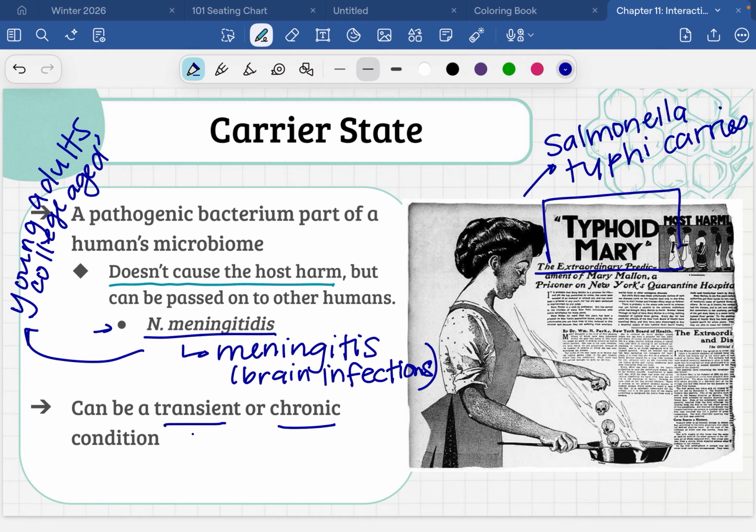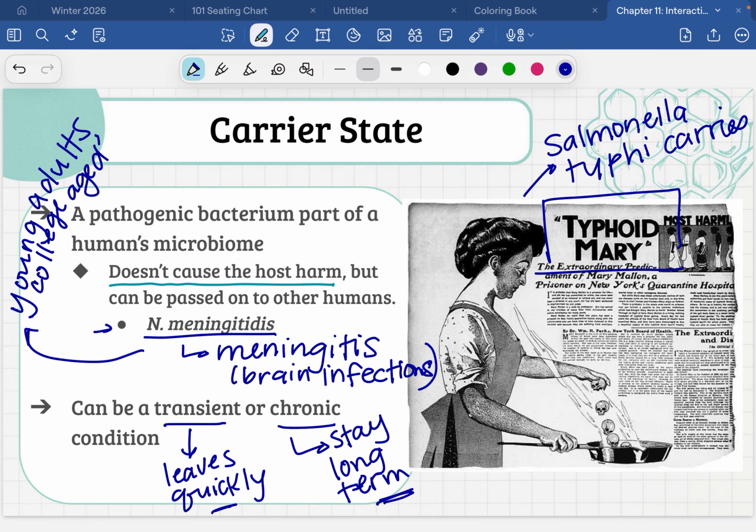And carrier state is something that can happen transiently or chronically. So transient means that it becomes part of the microbiome and then leaves quickly. Or it can be a chronic condition where this bacteria will stay long term. So Typhoid Mary, she spread typhoid for years and years. That was a chronic condition. She was chronically colonized with Salmonella typhi, and she spread it to dozens of people over many, many years. So she was an example of a chronic carrier state.